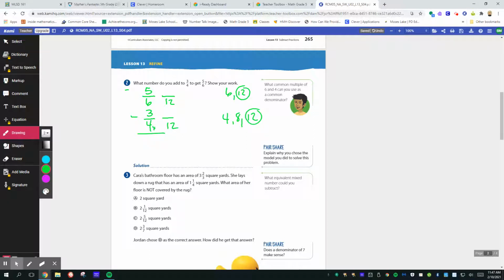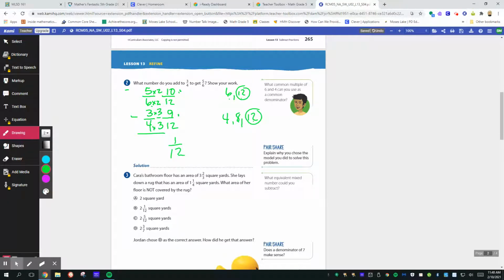And what did I do to 4 to get to 12? I multiplied it by 3. 1, 2, 3. So I'm going to multiply 3 over 3 because that's my 1. 3 times 3 is 9. Okay? And then this would be multiplied by 2 because 6 times 2 is 12. 1, 2. 5 times 2 is 10. And we can't subtract this because we don't have a number here that's larger than a number here. So 10 subtract 9 is 1/12.